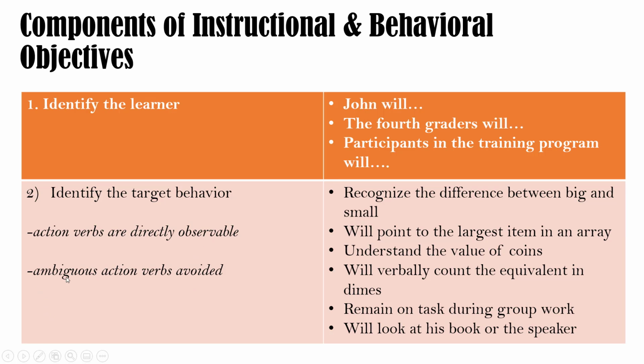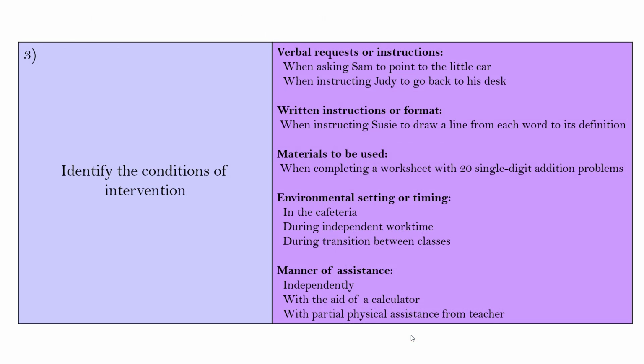And avoid ambiguous terms. So you want to say that John will recognize the difference between big and small, will point to the largest item, will understand the value of coins, will verbally count. Verbally count, those are all action verbs. Recognize, point, will remain on task, will look at his book or the speaker. Look at, those are things that you can actually see and observe and measure. So those are those action verbs. Then you want to identify the conditions of the intervention.